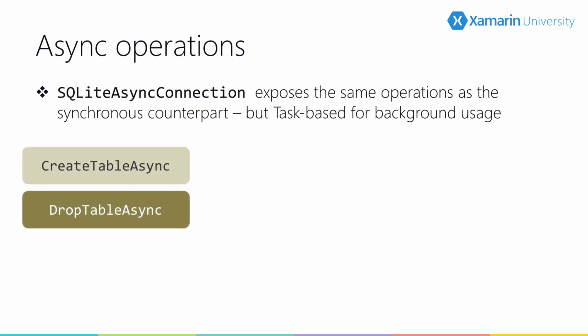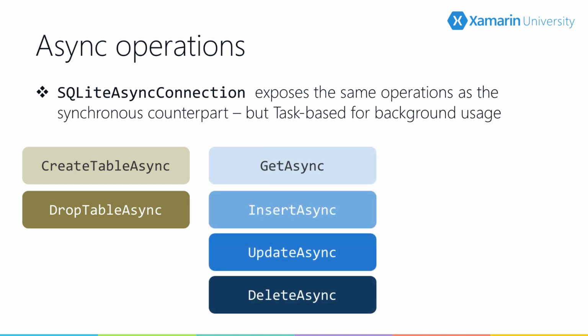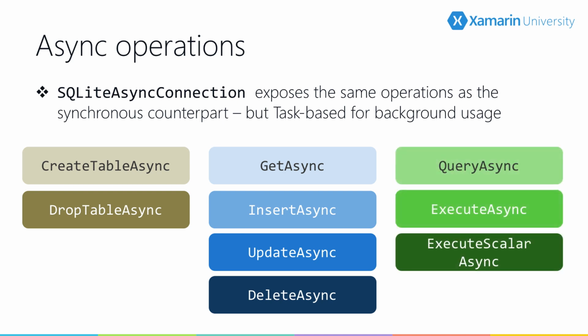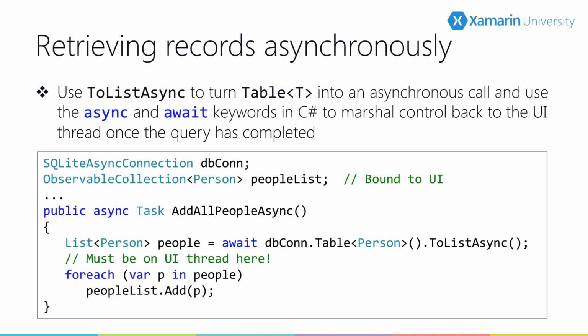On the previous slide, we just saw create table async. Of course, we can also remove a table using drop table async. If we want to access data that is stored in a table, we can use get async. Writing data is done using insert async or update async. Removing a record from a table, delete async. We can also execute arbitrary queries using query async, execute async, and execute scalar async. Let's try to retrieve some data from our person table, but not block the UI thread.